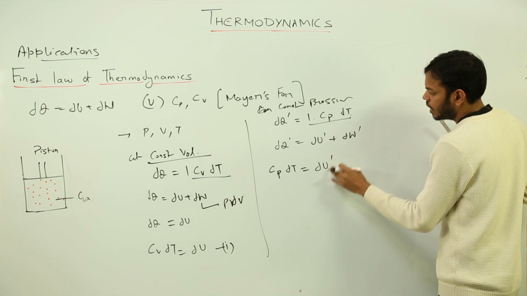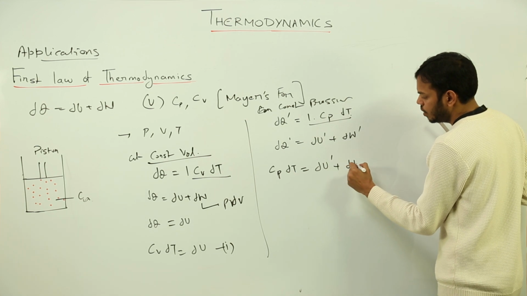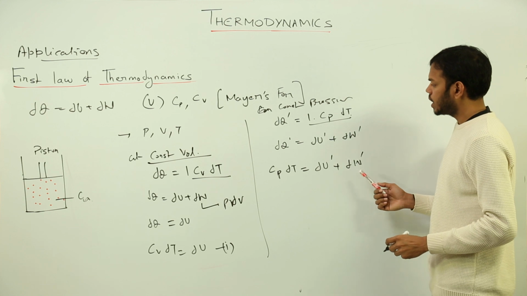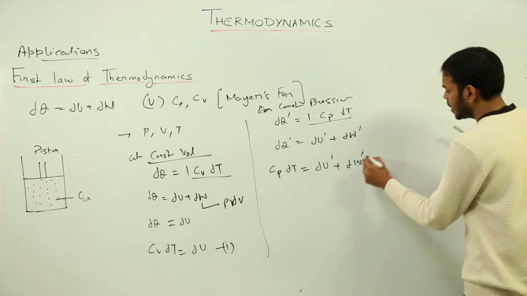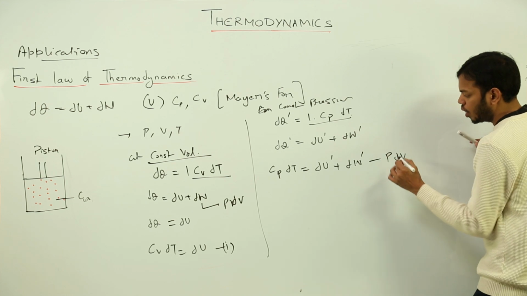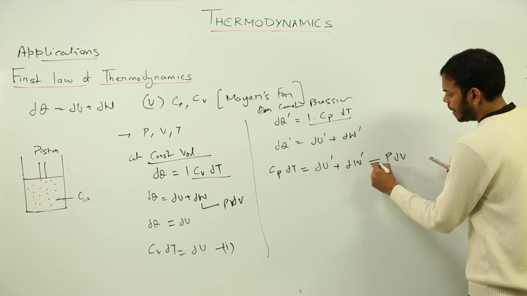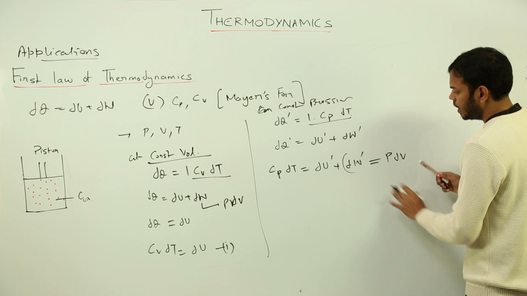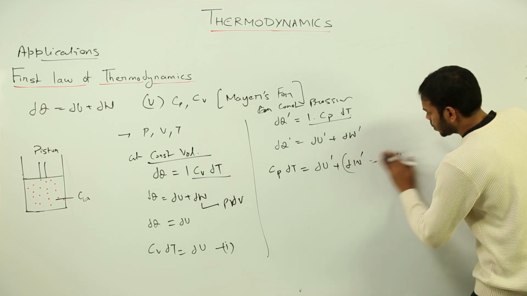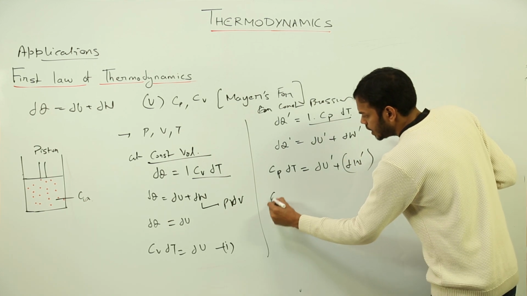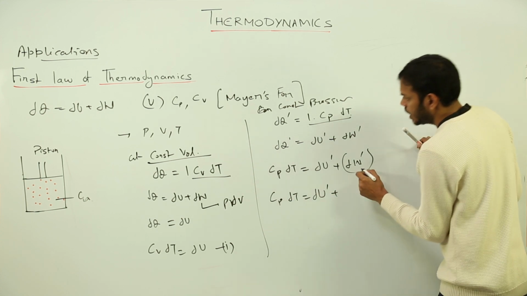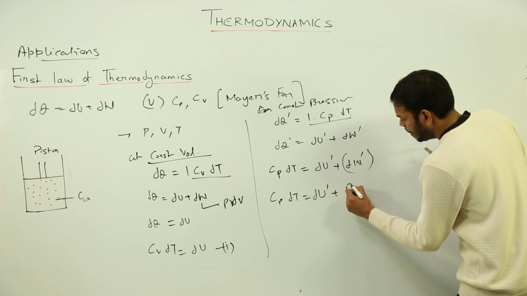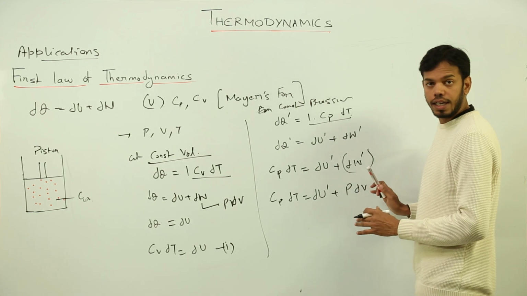Now Cp dt is equal to du dash plus dw dash. What is dw dash? At constant pressure, pdv will have some significant value. dw dash, which is pdv, is not going to be 0, right? So I am replacing dw by pdv. So I'll get Cp dt is equal to du dash plus pdv. This is very clear.